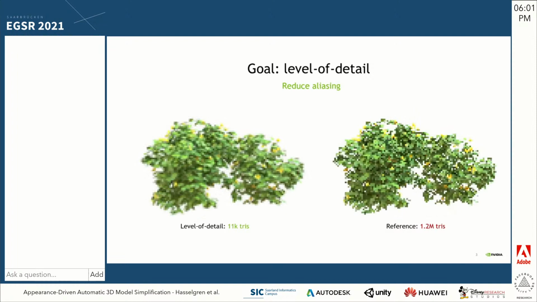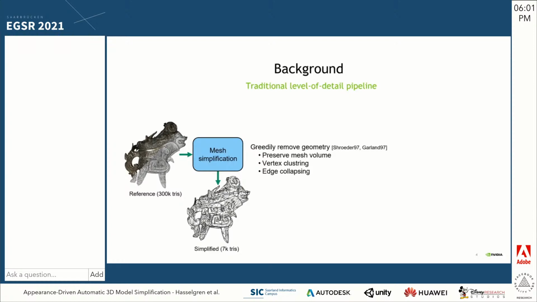So some background, the traditional level of detail pipeline I will show you now, and it's currently used in most games today as well. So you have a reference mesh, highly detailed, coming in on the left here, and we show it here in wireframe as well as shaded. Then you run it through a mesh simplification algorithm, and you get the simplified proxy geometry. The mesh simplification algorithms typically greedily remove geometry bit by bit, for example, by clustering vertices or collapsing edges. And they typically optimize for metrics such as preserving the volume of the original mesh as well as possible.